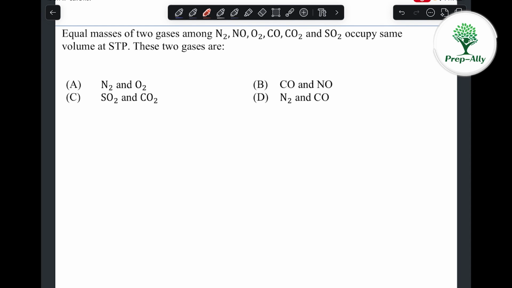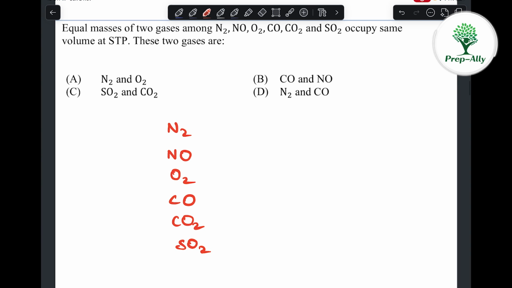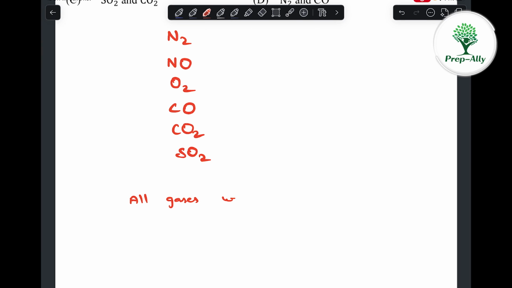Equal masses of two gases among N2, NO, O2, CO, CO2, and SO2 occupy the same volume at STP. So we know that all gases will always occupy the same volume. Whatever the gas is, it will occupy the same volume at what condition?